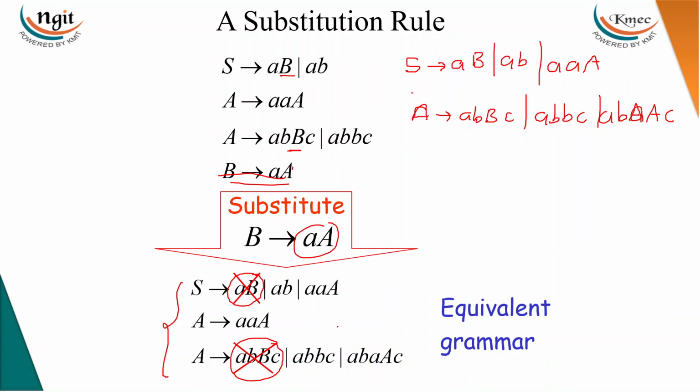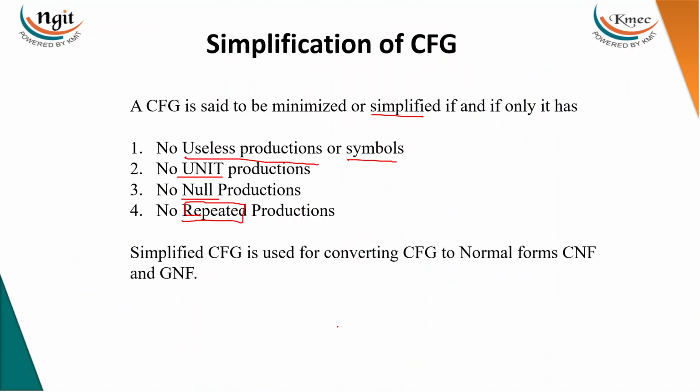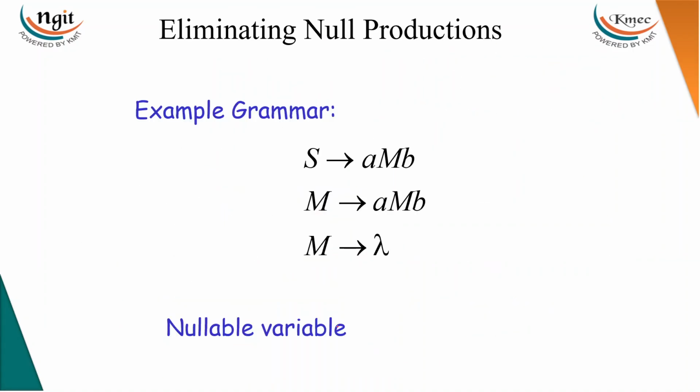So the first one is substitution, but generally don't take the risk of substitution. You have to eliminate only the null productions, unit productions and repeated productions. But I just told you the substitution rule so that it will be helpful here. Then what is meant by a null production? Null production means we'll have the epsilon. M tends to epsilon or lambda, we can take it. This is called null. CNF and GNF both don't have null productions, so you have to eliminate them.